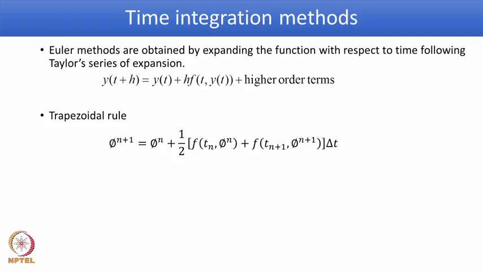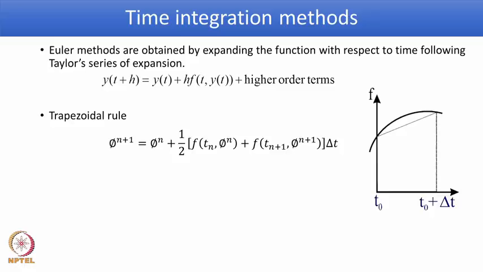Next is the trapezoidal rule, which is a combination of both implicit as well as explicit, and you have a weightage of half, 50% weightage for the explicit part and 50% weightage for the implicit part. This is also known as the semi implicit scheme or Crank-Nicolson scheme. Graphically it is shown here.